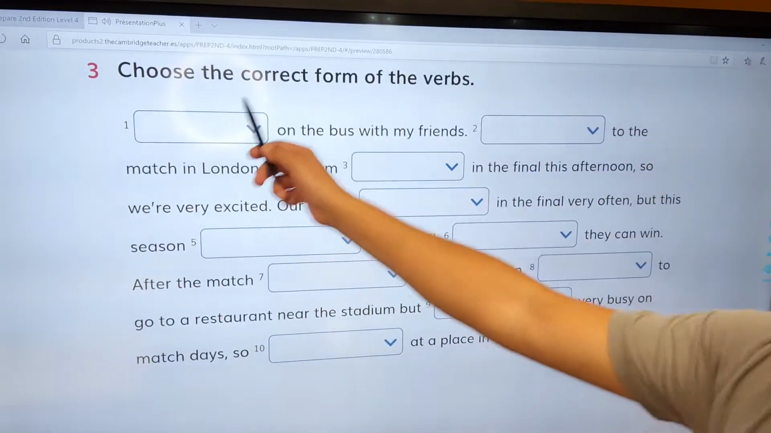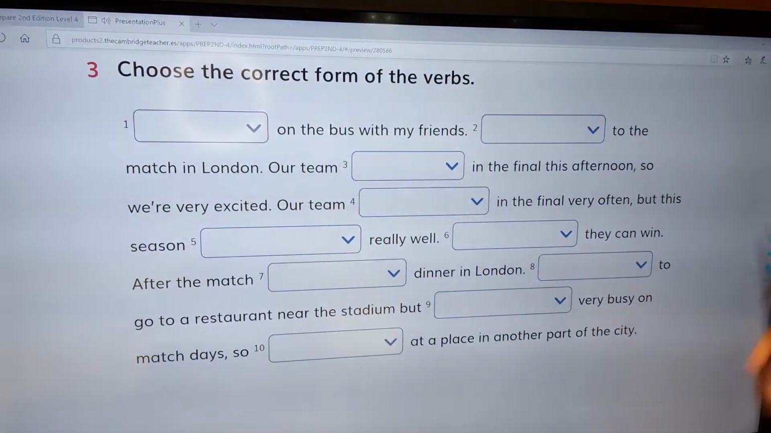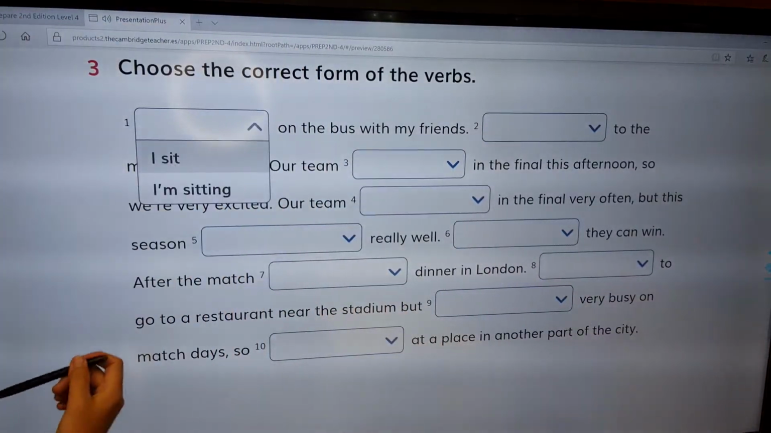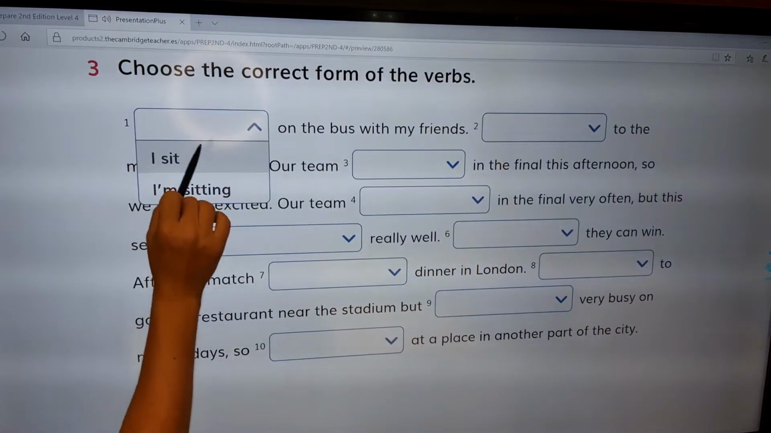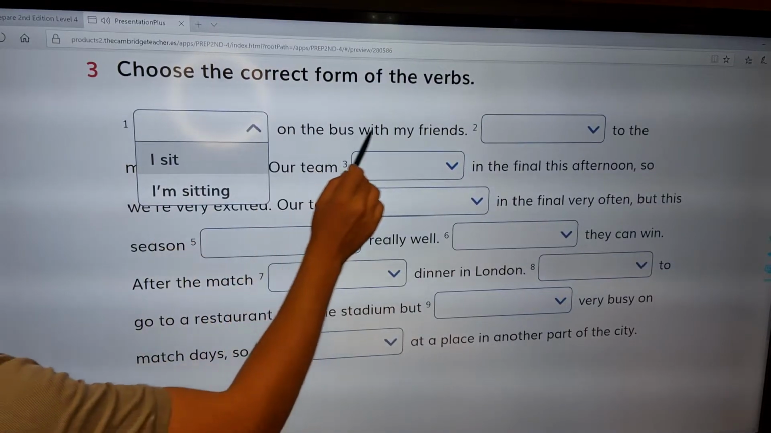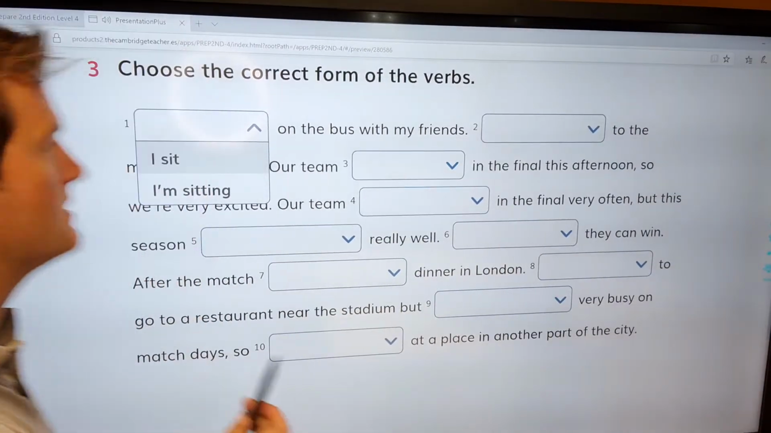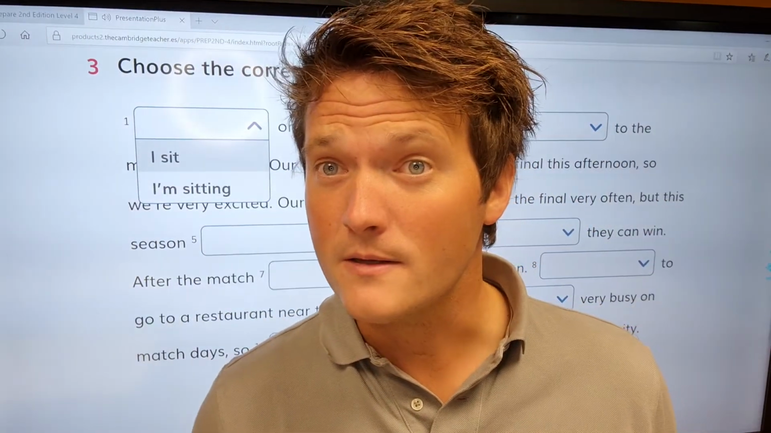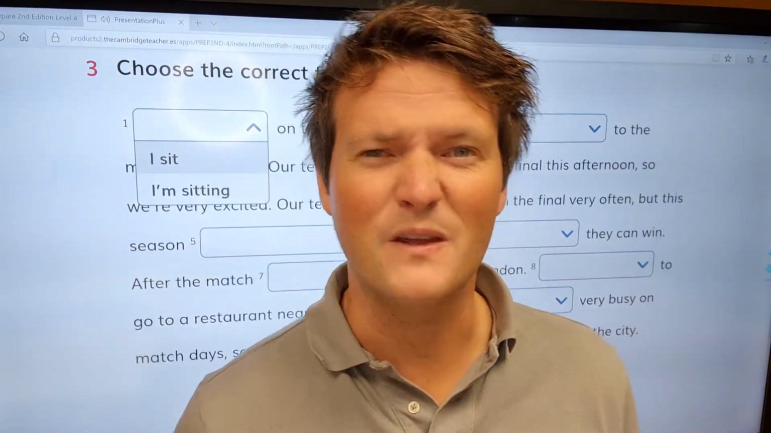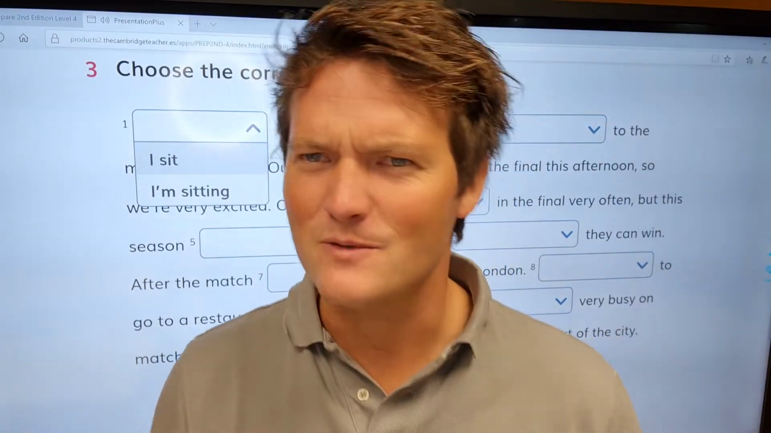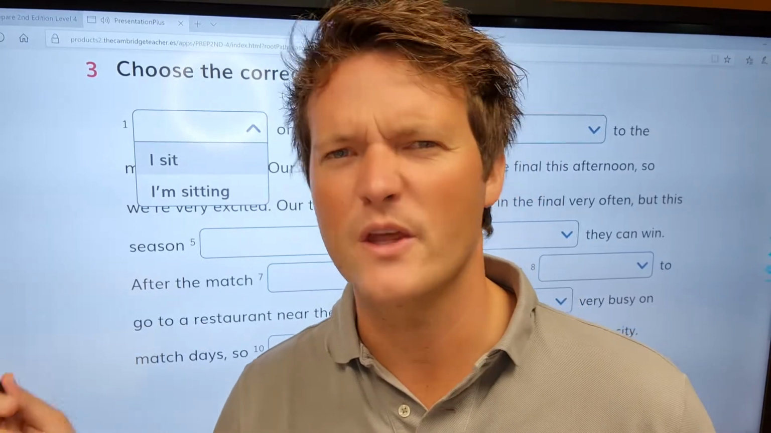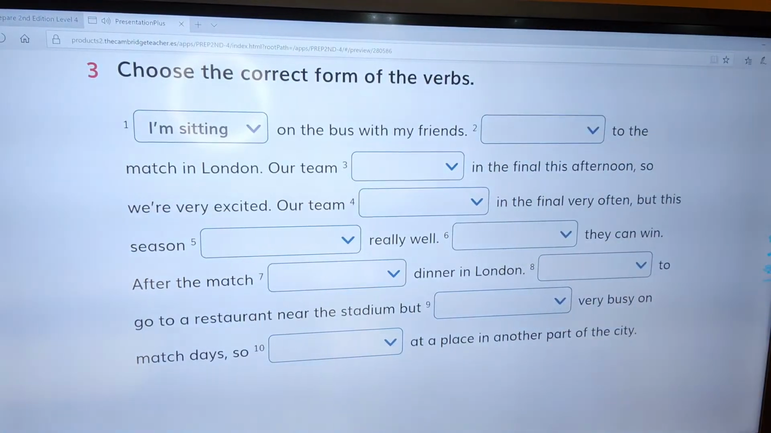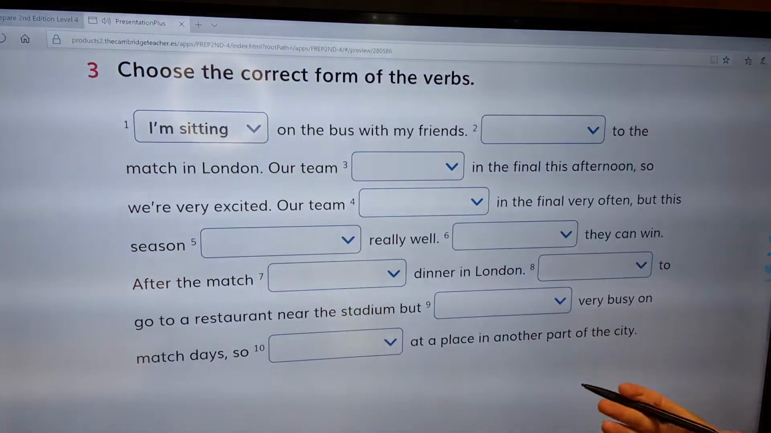Now, it says, choose the correct form of the verbs. Right, so we're going to choose present simple or present continuous, right? So, first option, in number 1, it says, I sit, or I am sitting on the bus with my friends. Is this something you do normally, or is it something you are doing right now? Sounds like this person is saying what they're doing now. I'm sitting on the bus with my friends, right?